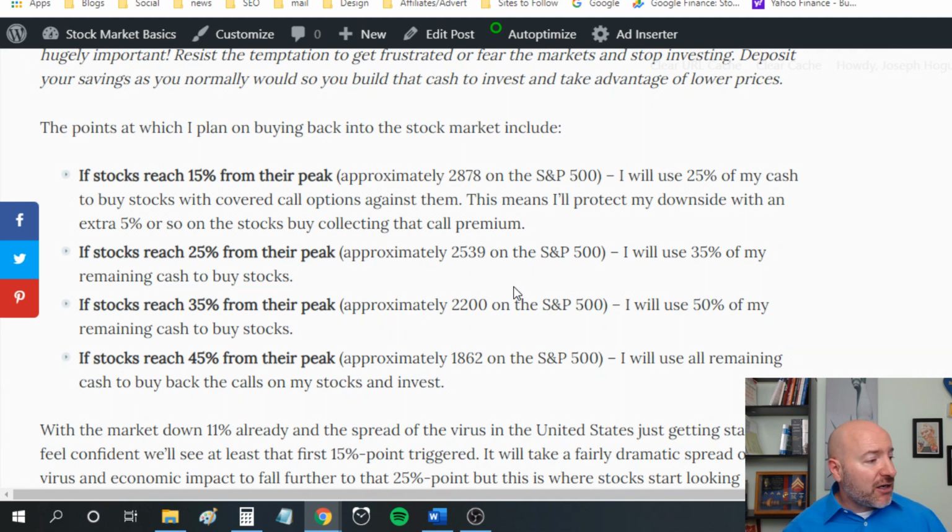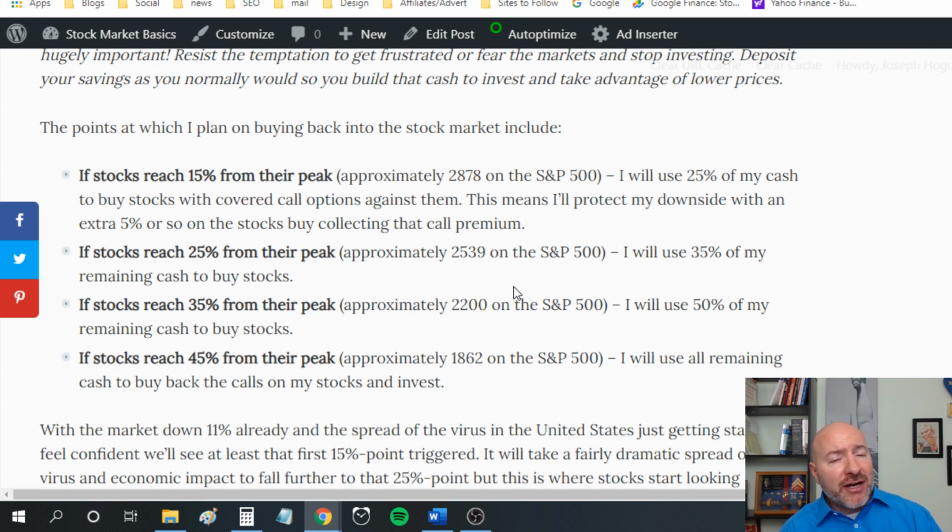Then lastly here, if stocks reach 45% from their peaks, right, which is probably not going to happen, but I want to be ready for it if it does. I mean, this is a full-blown stock market crash, bear market, the worst that we've seen, 50% in 2008, 50% in 2001, pretty much as bad as it gets, right? And at 1862 on the S&P 500, that 45% from the peak, stocks would be a good deal. I want to have cash available to get into the market at these prices if that happens, right? So at that point, I'm going to use all the remaining cash I have.